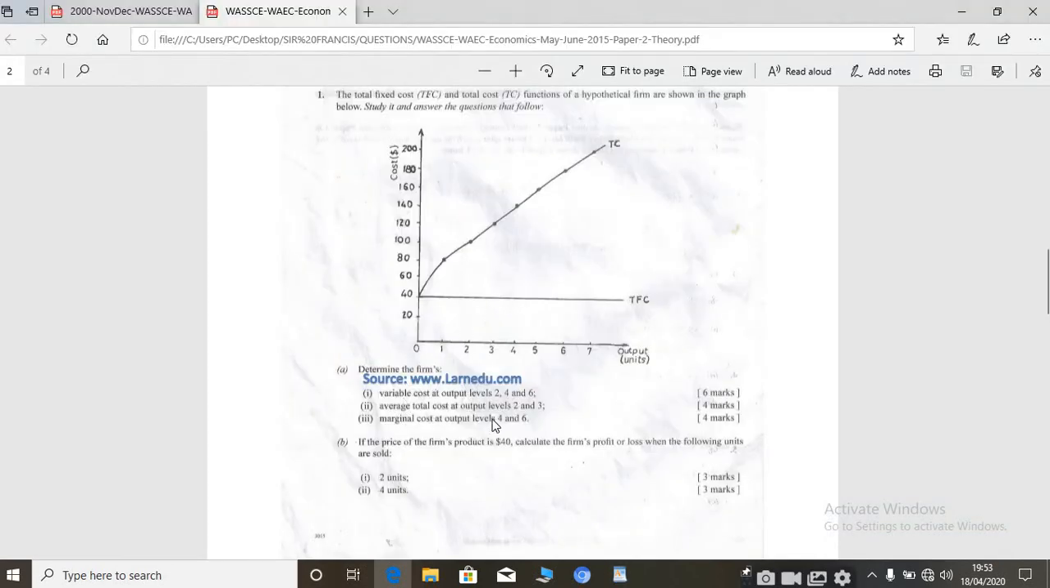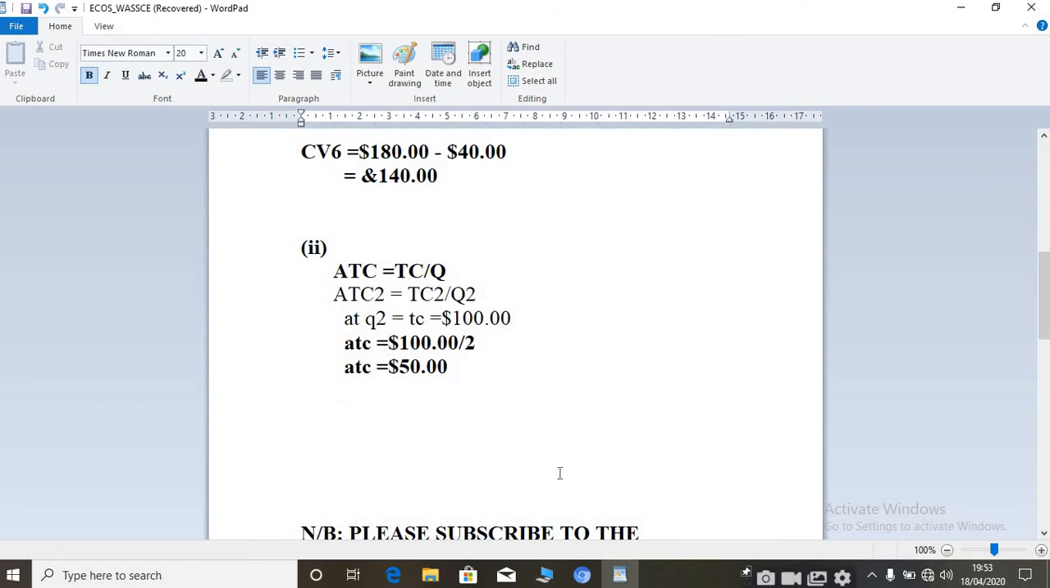Okay, then let's move on, because the question says we should find the average cost at Q2 and then Q3. So let's move on to quantity 3. So at Q3, what is the total cost? Okay, so what is the total cost?